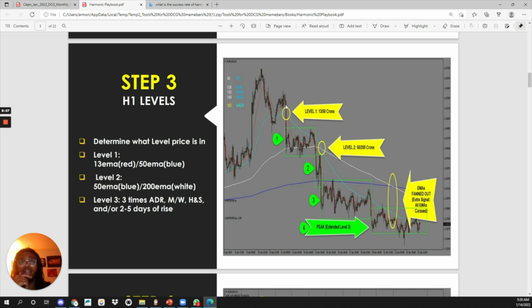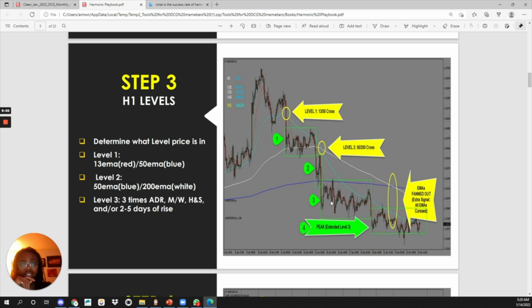Okay, so level 3. Your 13-50 cross. Notice the 13, the red EMA, and the blue EMA catch up in water. The 13-50 cross gives you your level 1. Notice how it consolidates, right? All right, level 2, 50-200 cross. Notice the 50-200 cross right there gives you your level 2. Level 3. Sometimes they give you the 50-800 cross or the 200-800 cross. But in this case, we don't have that. So EMAs off and out is another indicator that you're in level 3.